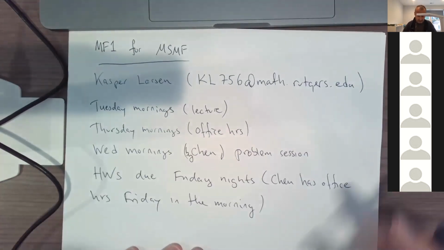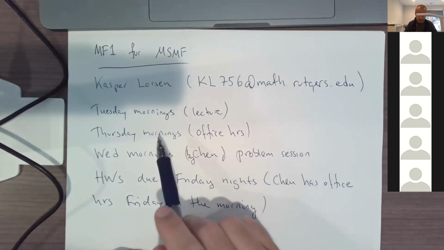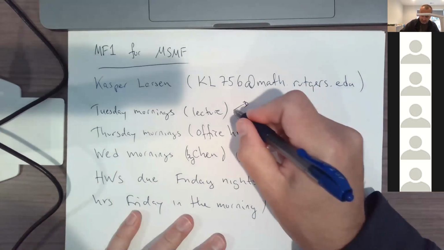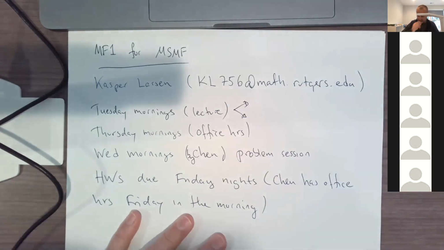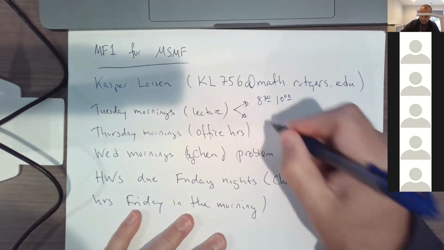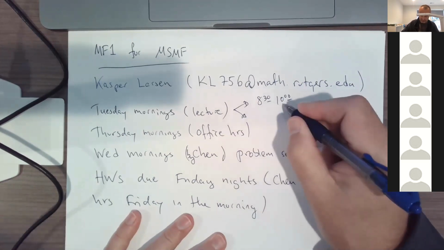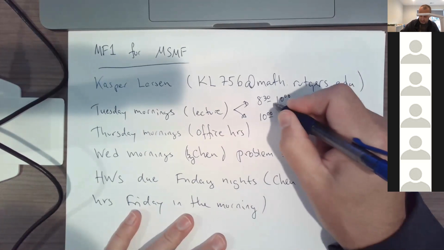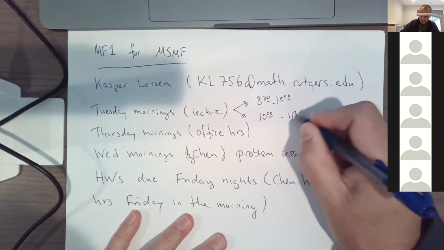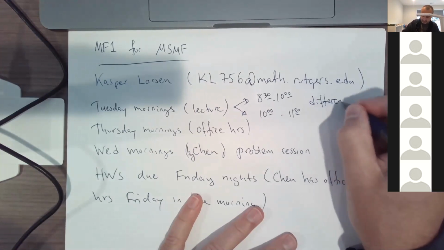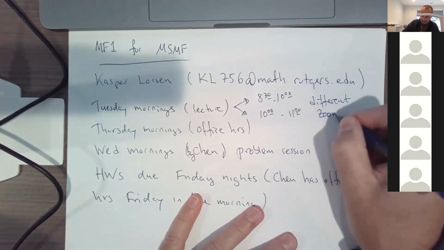I should say here, with the Tuesday morning lectures, there's a little trick. I'm going to split it into two. The first run will be from 8:30 until 10, and then we'll probably stop a little bit before so we can have a little break. And then the second run will be from 10 to 11:30. And there are different Zoom links.